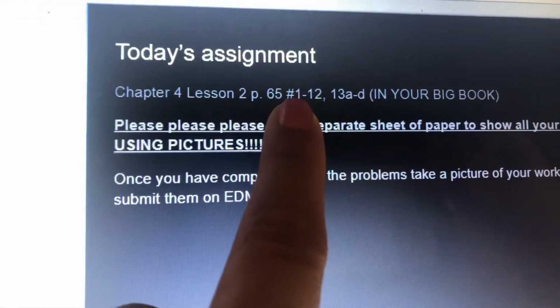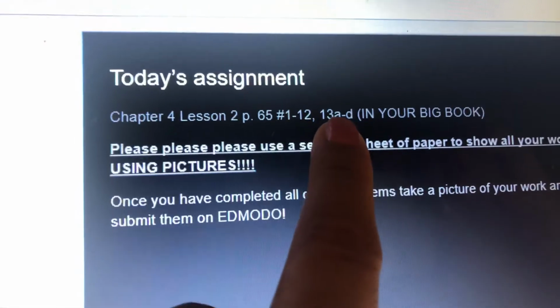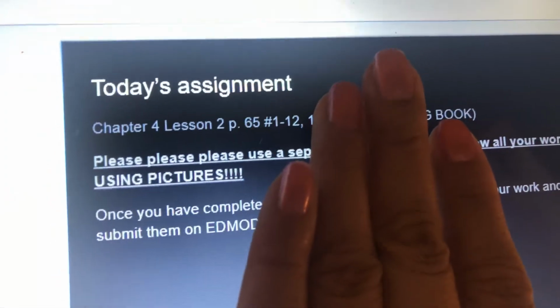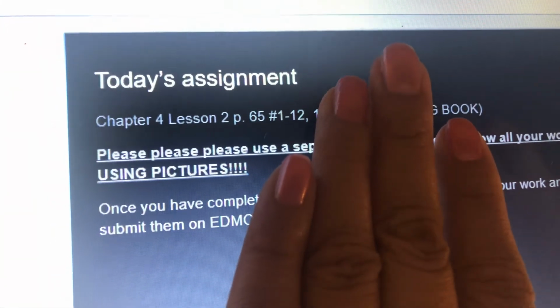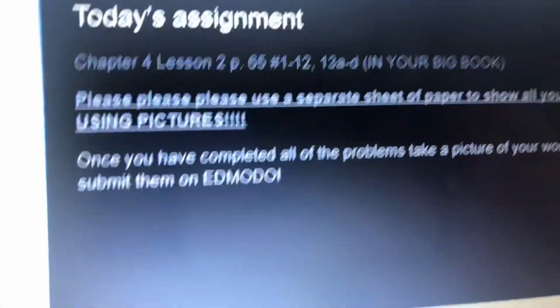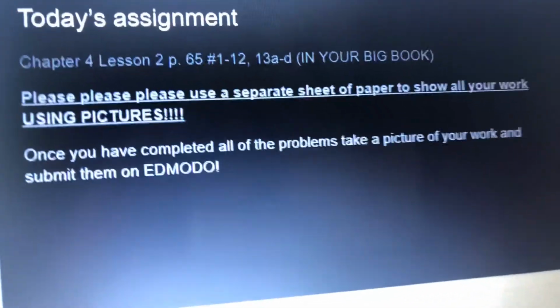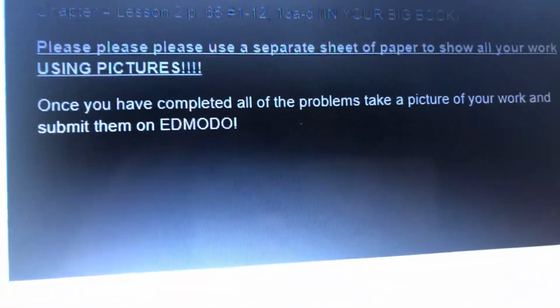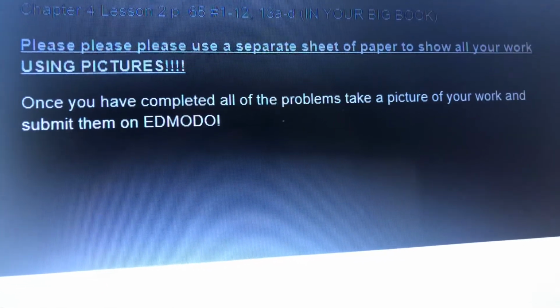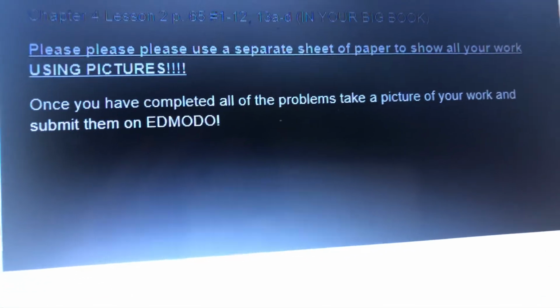So it should be numbers 1 through 12 and 13A through D in your big book. This is all going to be taken out, so don't pay attention to that. Okay, it's just page 65 in your practice book, numbers 1 through 12. Please, please, please, once again, show your pictures. Okay, show all of your work and use pictures. Go back in the video, double check how to use them so that you can get the hang of using these pictures. You will be asked to do it in your test at least once.